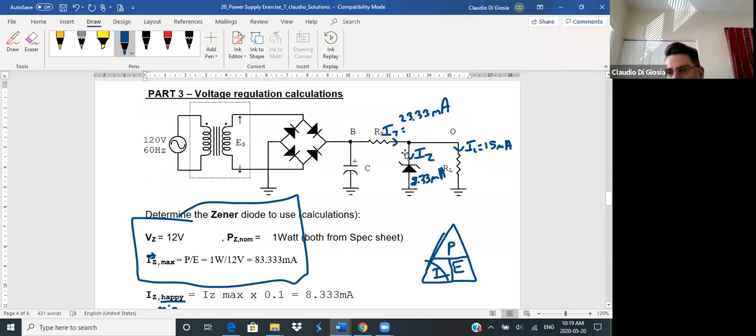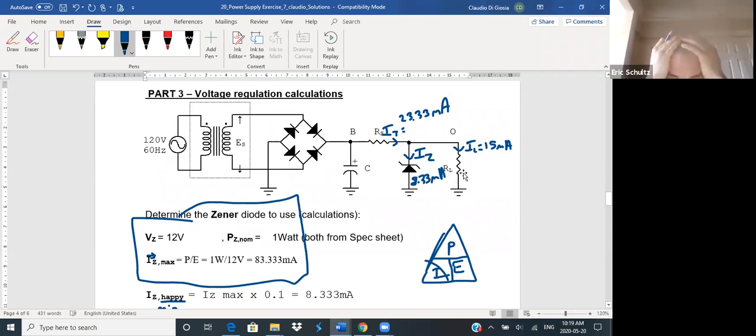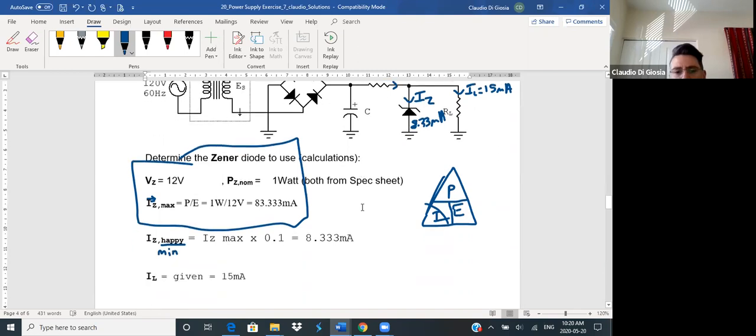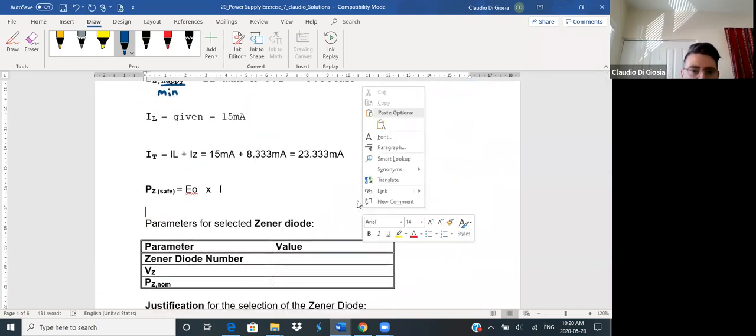What was the reason for it not being IZ yesterday? Who can remember? Remember this device here. This is not hardwired. Whatever load it is you're charging, is it always connected? No. If I disconnect this, I have an IT here of 23.33. It's being distributed amongst these two. If I disconnect the load, where's this 23.33 going to go? It's going to go through the zener. So for the power across the zener, instead of just using the IZ, I'm going to be using the IT. So it has to be able to sustain that.